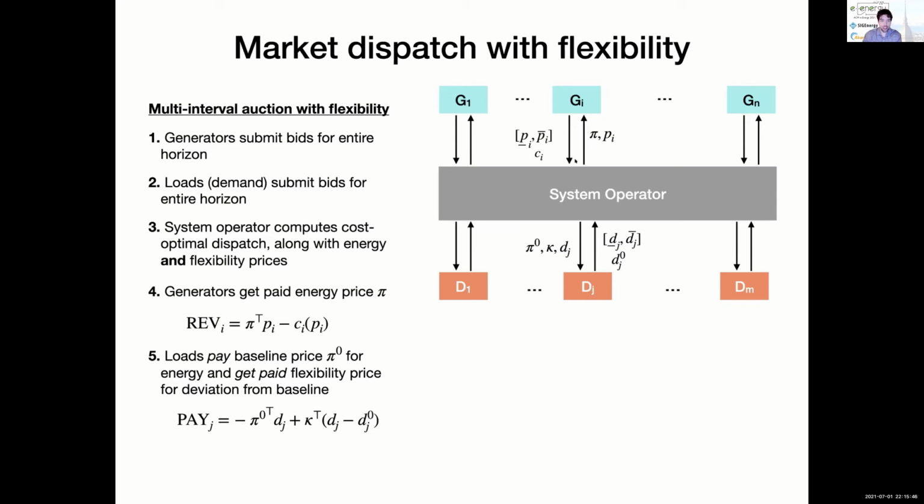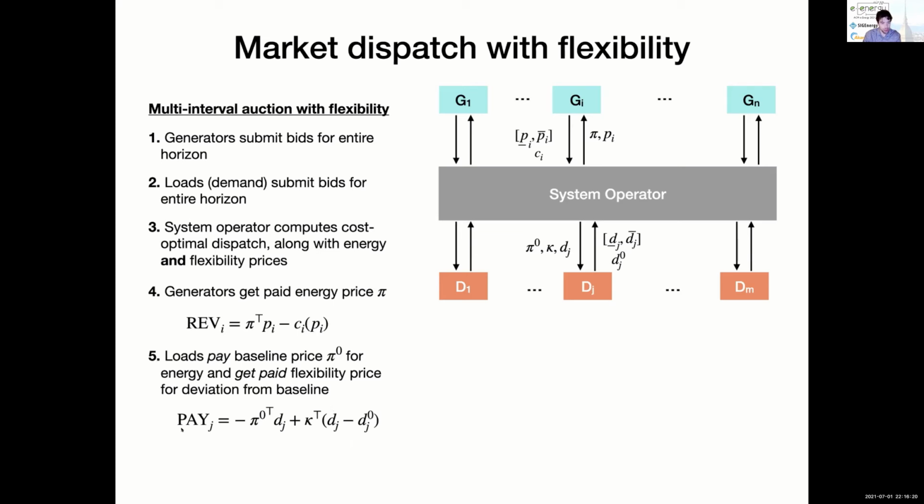Now, the energy price stays the same. That's still the Lagrange multiplier for the power balance, and the revenue that the generator i gets is now the price trajectory or price vector times their production minus their cost. The loads, on the other hand, they pay the baseline price for the energy, and those that offer flexibility get paid this flexibility price kappa, which I'll discuss next. And this flexibility price kappa is applied to their deviation from the baseline.